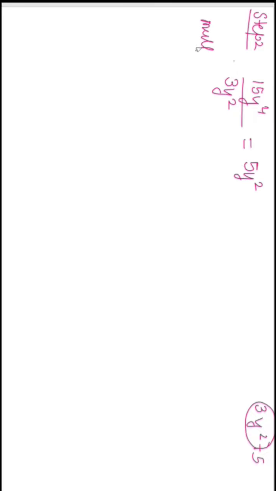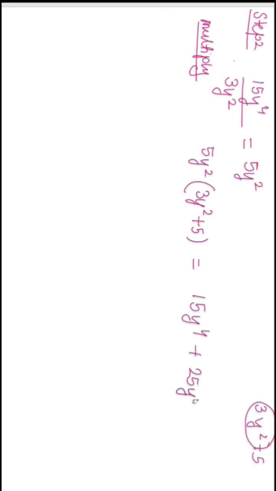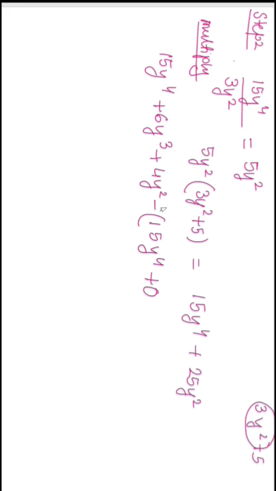Now I will multiply. What will I do? 5y square multiplied by your 3y square plus 5. So what will I get? 15y4 plus 25y square. Okay, y4, because the y5 is cancelled already previously. Now I will subtract: 15y4 plus 6y3 plus 4y square minus your 15y4 plus 0y cube plus 25y square.